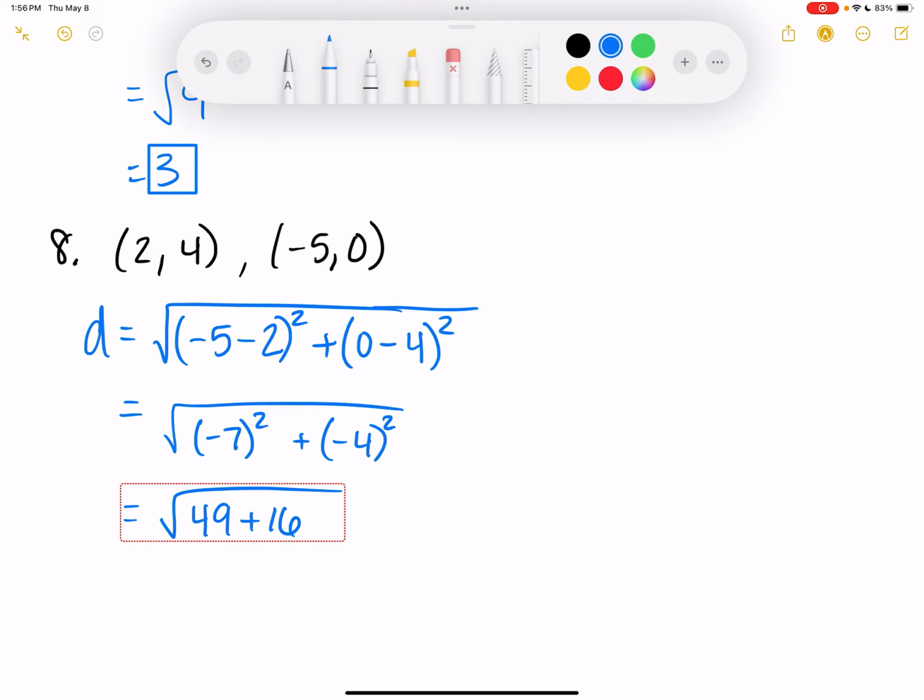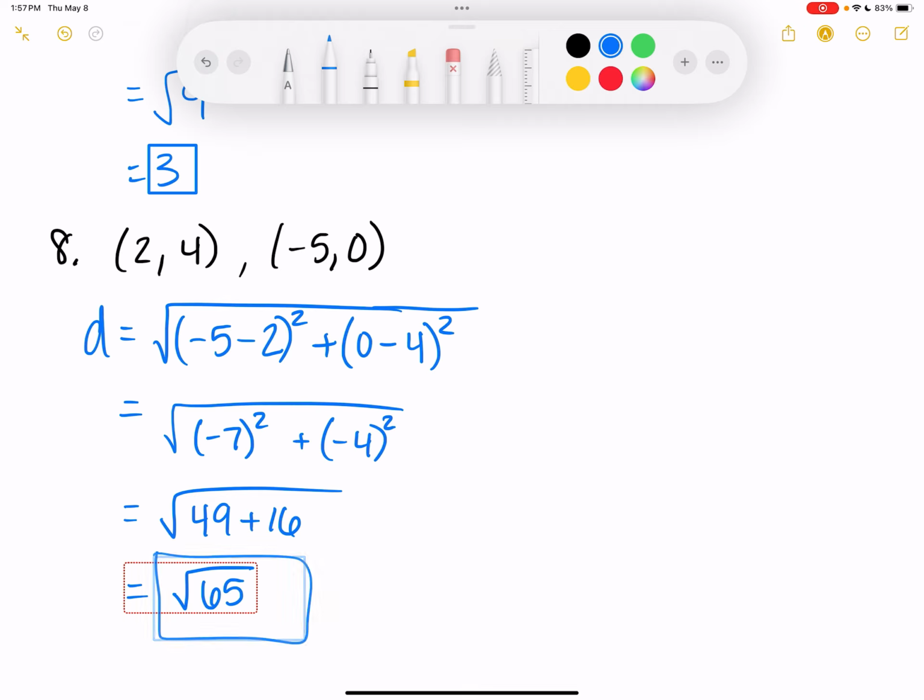And so what does that give us? 65? So the square root of 65. Now, is that a perfect square? I don't think so. Nope. So we can just call that our answer and leave it like that.